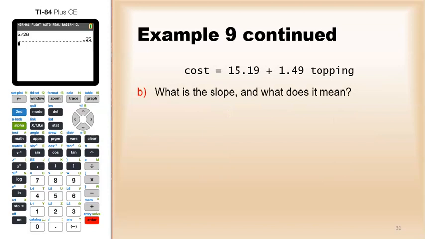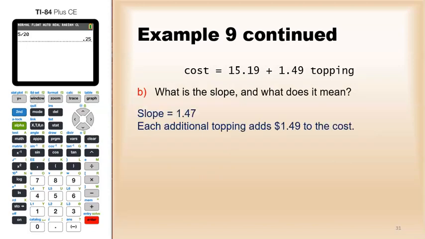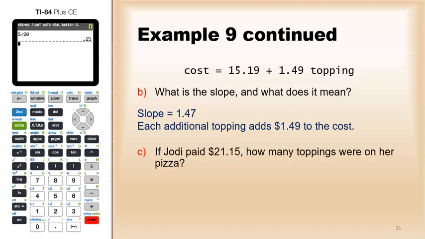So the slope would be the other number, the $1.49. And that's saying that each additional topping adds $1.49 to the cost. Now, Jody paid $21.15. How many toppings were on her pizza? Well, in this case, I would set the cost equal to $21.15 and solve for toppings using a little bit of algebra.